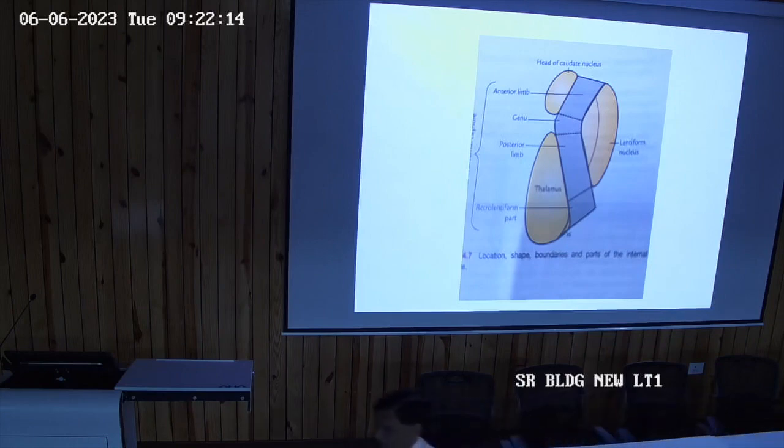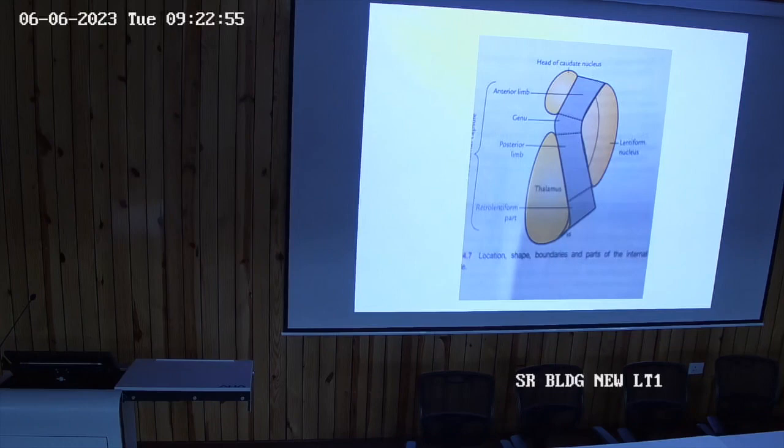So these are the different parts of the internal capsule. That is a very important part. Maybe asked in your semester. It has different parts: anterior limb, posterior limb, genu, and also the retrolentiform part and sublentiform part. All right. After seeing this, the internal capsule has different types of fibers. It has motor fibers and also sensory fibers.